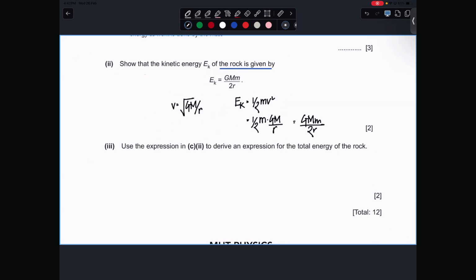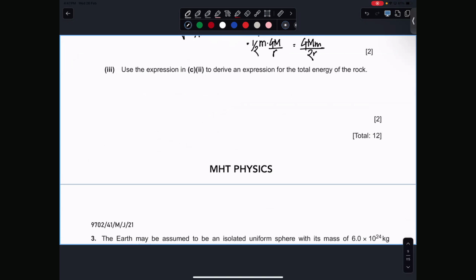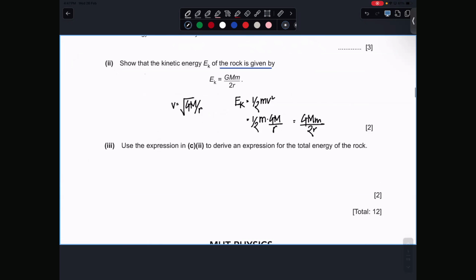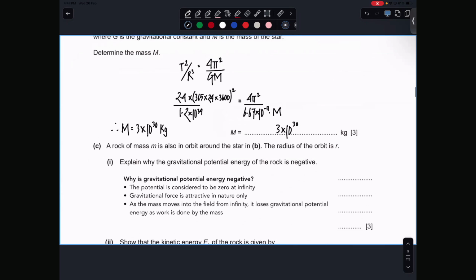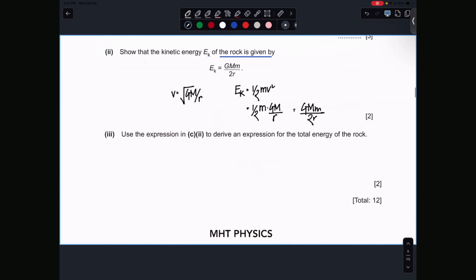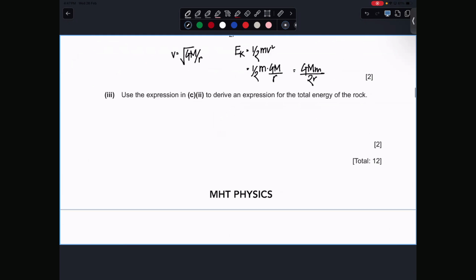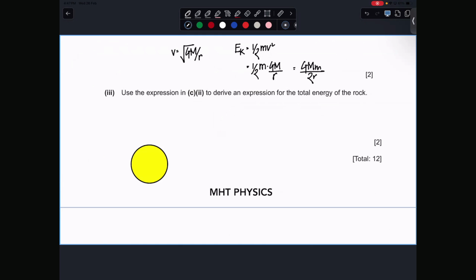Okay. Use the expressions in (c) to derive an expression for the total energy of the rock. Yeah, this was the one I was referring to. So using C2, we have to find the total energy of the rock. So how do you find the total energy of the rock? Let's say the rock is at a given point here, randomly around the mass. At that point, it has a K, and it also has what at that position? Gravitational potential, phi m, right?